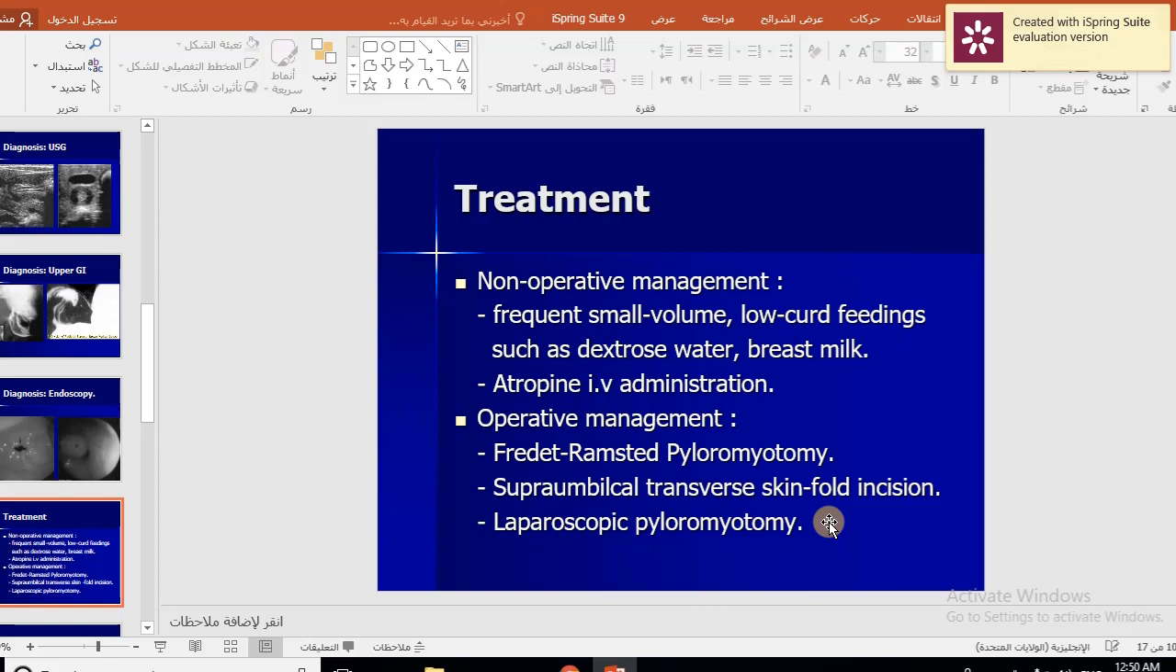Treatment is non-operative with atropine IV administration, stopping of breastfeeding, and IV fluid. Operative management is the best option, with Fredet-Ramstedt pyloromyotomy with a supraumbilical transverse skin fold incision. Also, operative management can be done with laparoscopic pyloromyotomy.